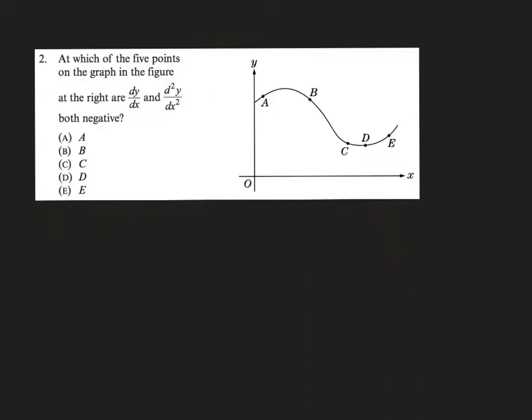For problem 2, we are asked, at which of the 5 points on the graph in the figure at the right are dy over dx and the second derivative both negative? So remember, when the first derivative is negative, that means your function is decreasing. When the second derivative is negative, that means your function is concave down. So we are looking for a section of the graph that looks something like this.